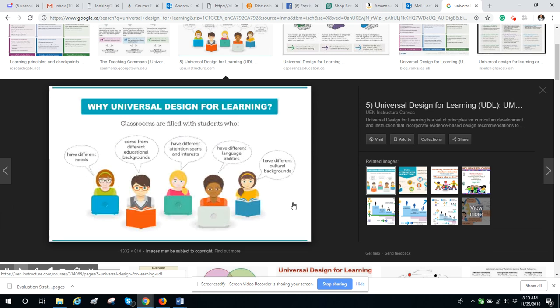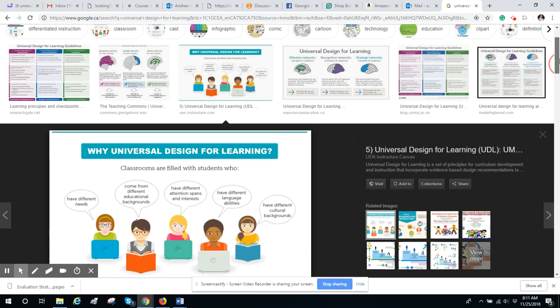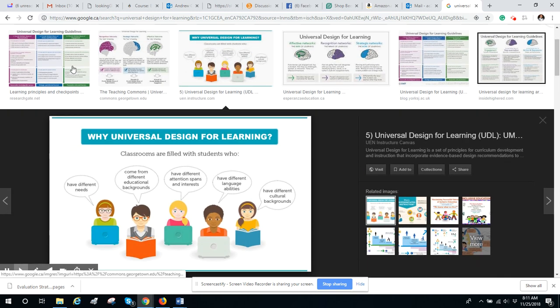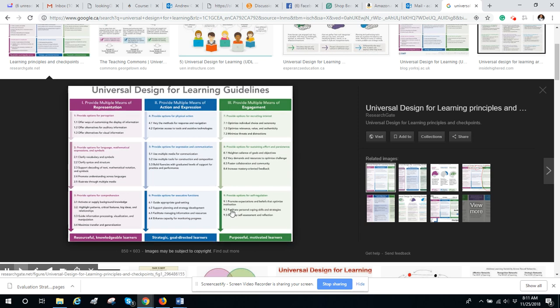I love this. The classrooms are filled with students who have different needs, come from different educational backgrounds, have different attention spans and interests, have different language abilities, have different cultural backgrounds. And that is what it is about. It is about finding that time, finding that space to ensure that we have students who feel included, multiple means of representation, multiple means of action and expression.